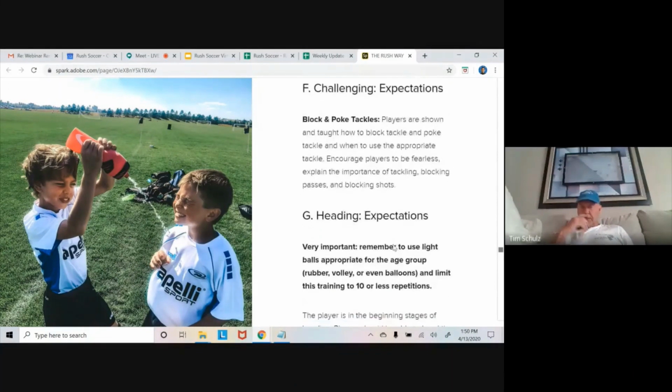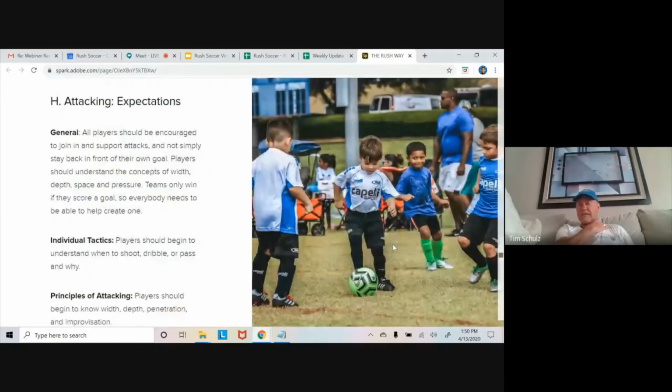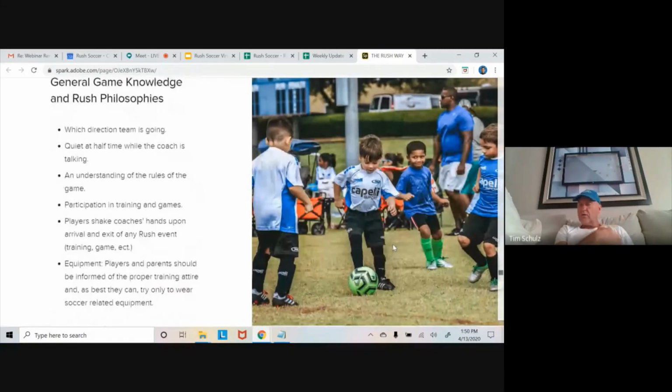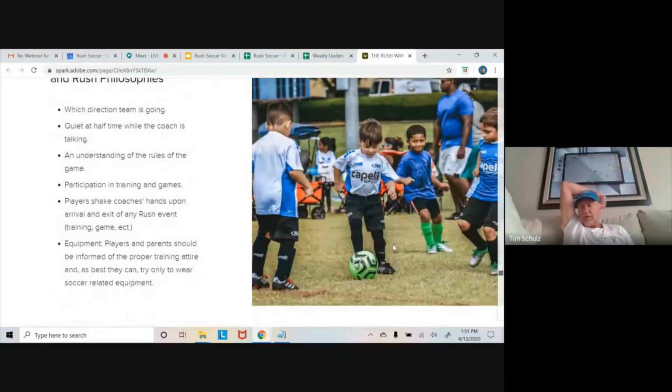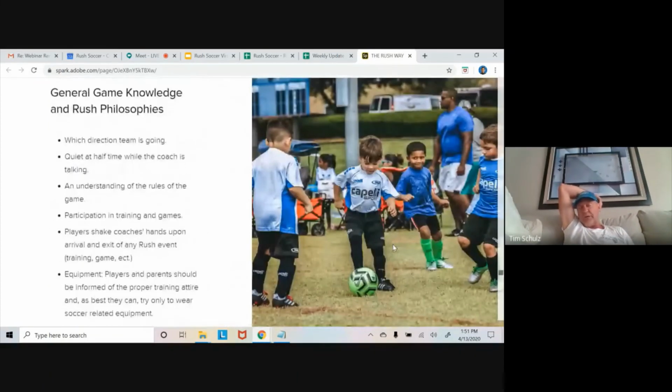Yep. Would you agree with that? Absolutely. I think they're guidelines, and throw a couple things out there. You'll learn real quick where your kids are at, and you're going to challenge them and bring them along with these activities that we're showing here.